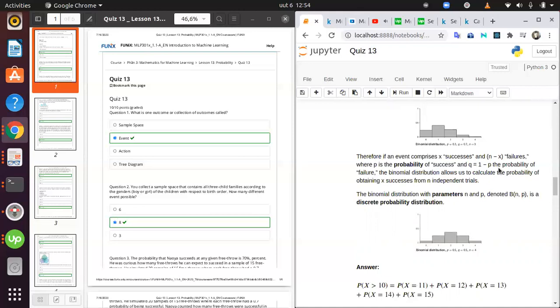The binomial distribution with parameters N and P, denoted B(N, P), is discrete. Oh, so what is the difference between the binomial distribution and a discrete probability distribution? A binomial distribution is an example of a discrete probability distribution. When you take the binomial distribution, you have the probability on the y-axis, and on the x-axis, you have the number of successes.